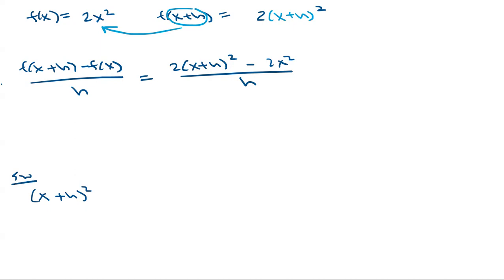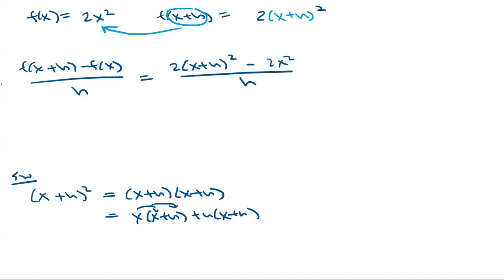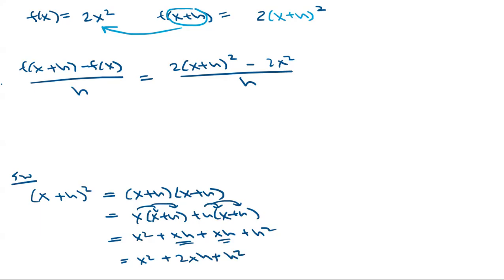So x plus h squared means you multiply that 2 times, right? And you can use the FOIL method or the distributive method to find that. We talked about that before. So I'm going to have x plus h times x plus h, right? And I distribute that x and then that h. So that gives us x squared plus xh plus xh plus h squared, which is x squared plus 2xh plus h squared. All right, so that's one method.